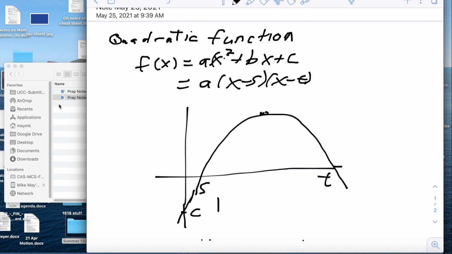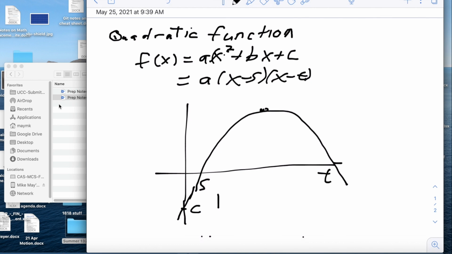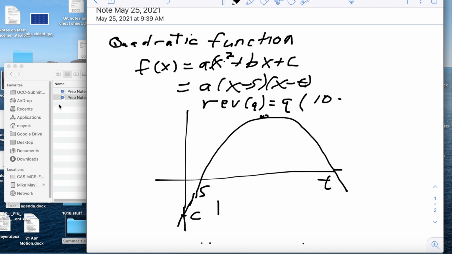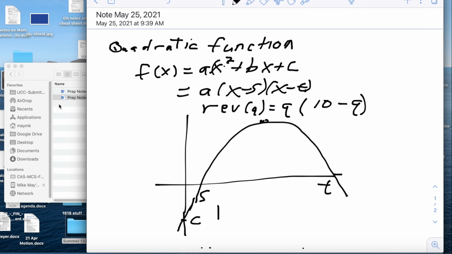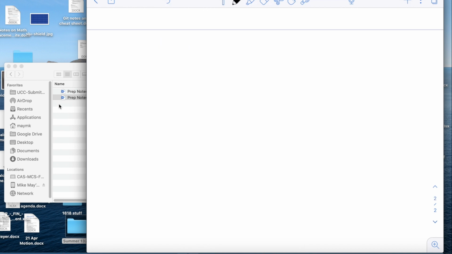The place that this will show up most commonly is something like revenue or profit, because I have revenue of q is q times something like 10 minus q. It's going to be times demand price. Demand price has a negative slope, and so this would be something like revenue. A shifted version of it would be profit. So quadratic functions will show up often when we're talking about revenue or profit.